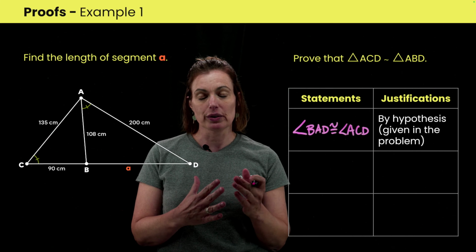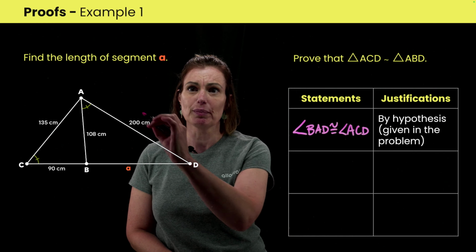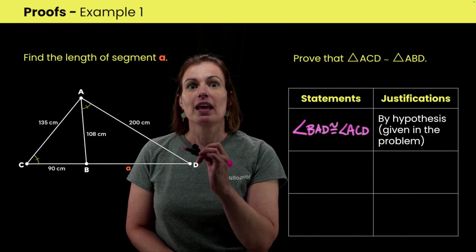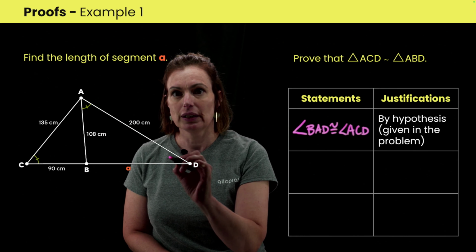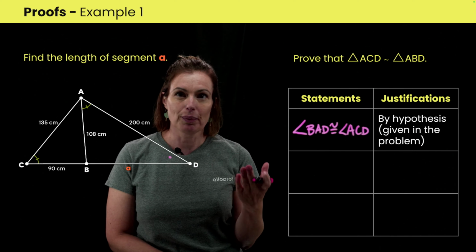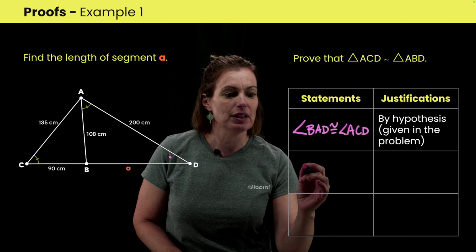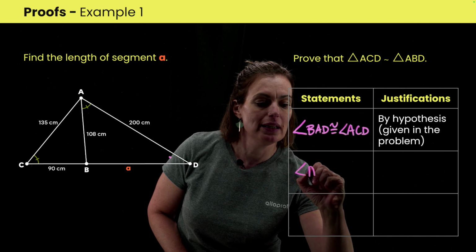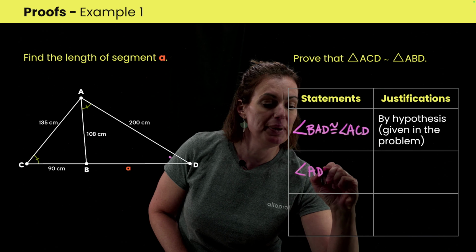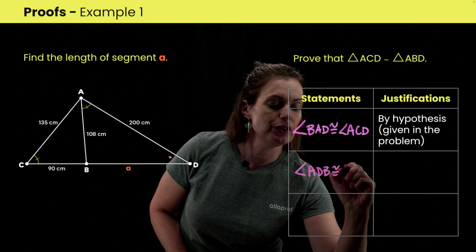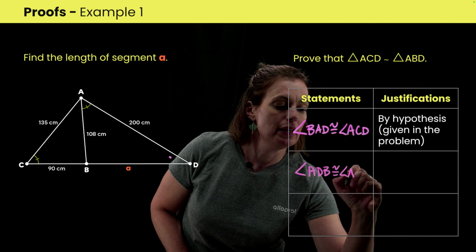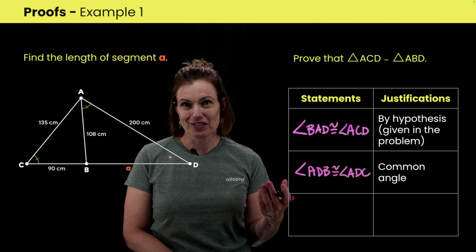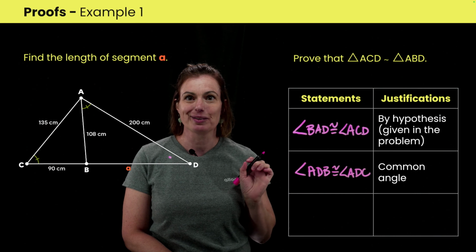Another way that I can prove that angles are the same is to look for a common angle between my two triangles. And if I take a look at my triangle ABD and my bigger triangle ACD, then I notice that D here is actually common to both. So I'm going to focus on that. That'll be my next statement, that my angle ADB is congruent to the angle ADC. The justification for that is that it's a common angle to both.